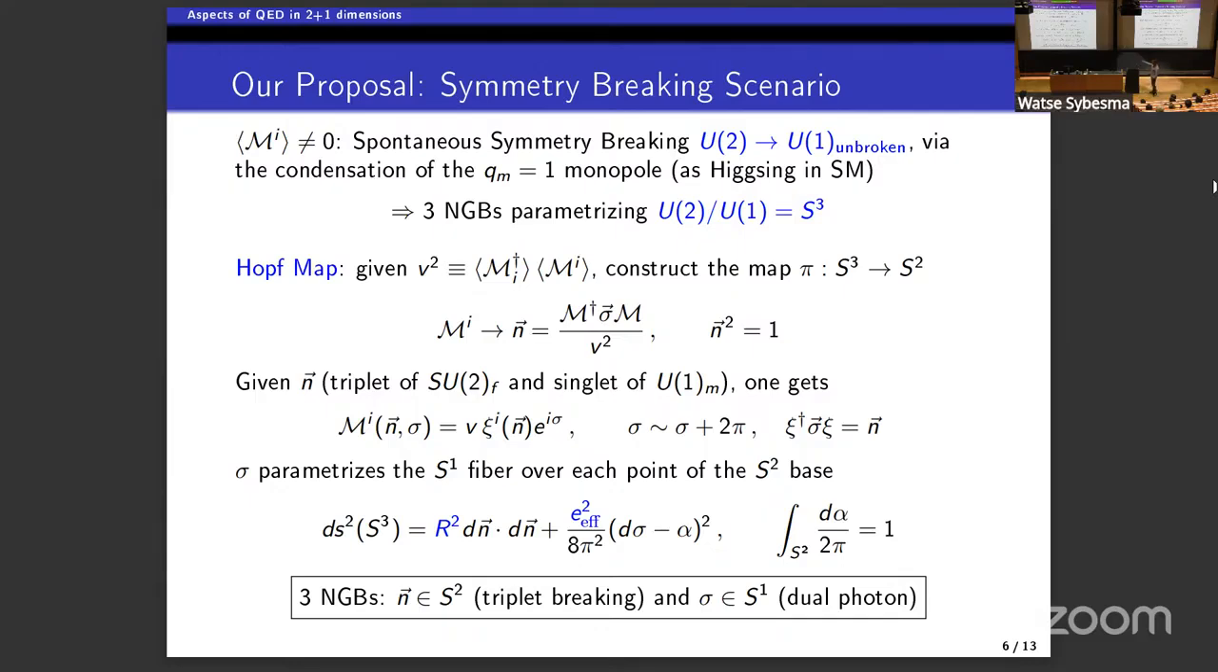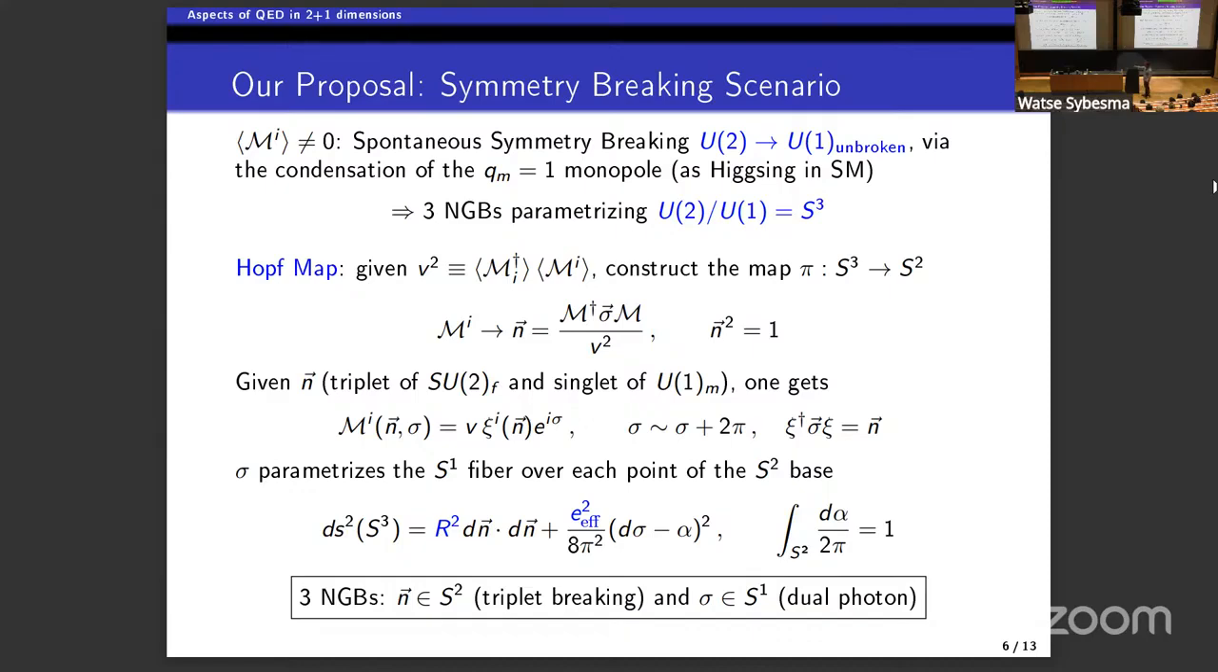Now, this S3 is conveniently described with a Hopf map. Given some monopole operator that has a VEV, you construct a projection from S3 to S2. And then to each point on the S3, you associate this vector n, which is a unit vector, which is in the triplet of SU2, but is uncharged under the magnetic symmetry. So vice versa, if I give you n, you can reconstruct the full M up to a circle, right? Which is the S1 fiber over the S2 base.